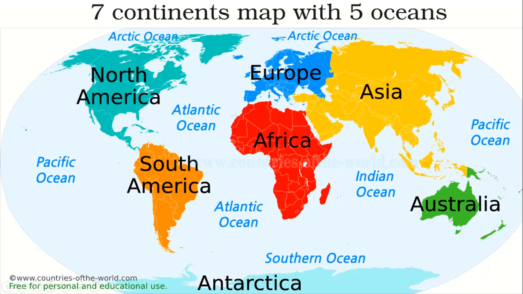And then if we look on the other side of Asia and Australia, that's the Pacific Ocean. And remember, Earth is a sphere, so it is round. So those oceans connect. The Pacific Ocean goes all the way from North America all the way to Asia because it is the largest ocean on Earth.